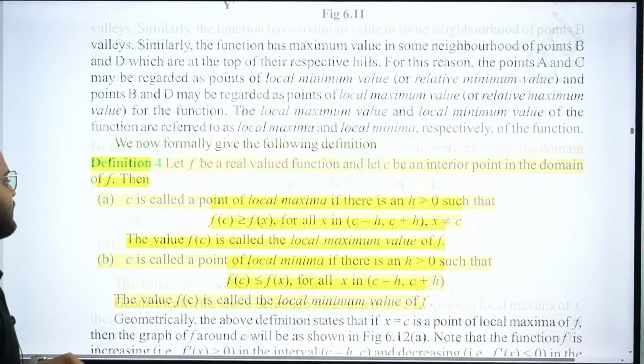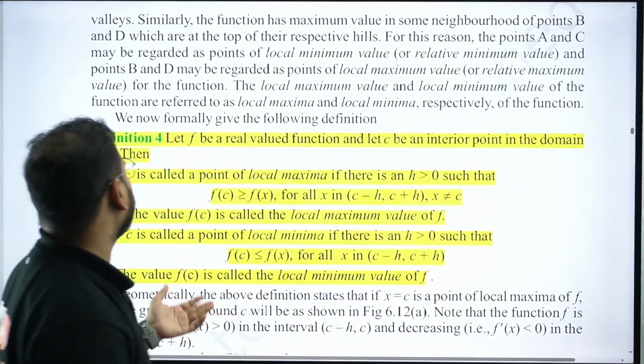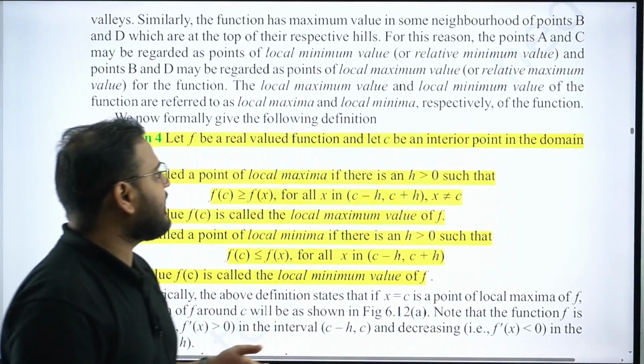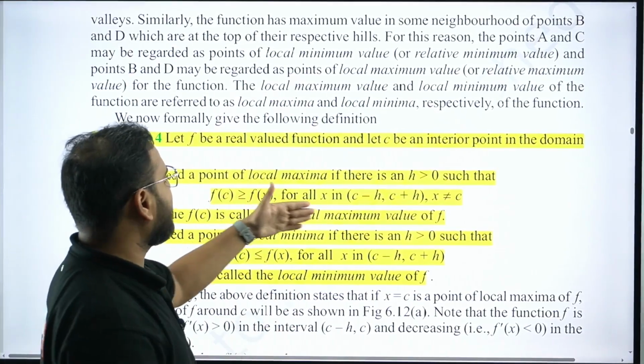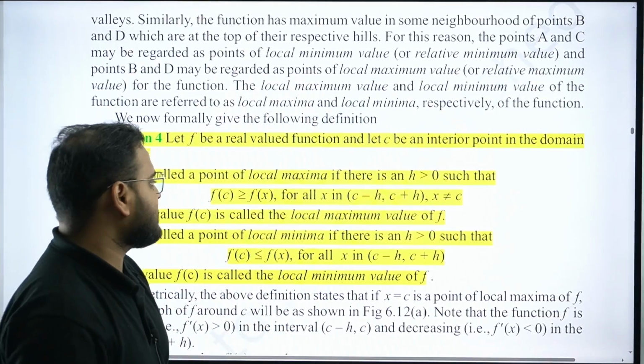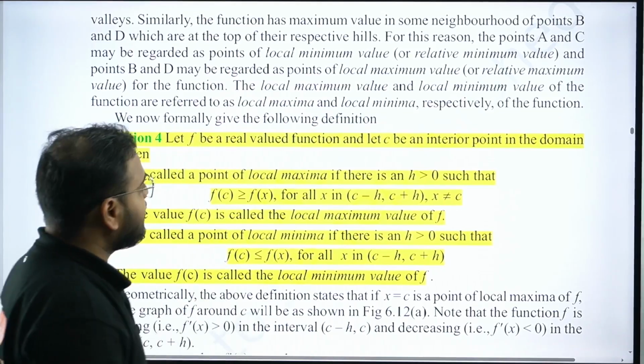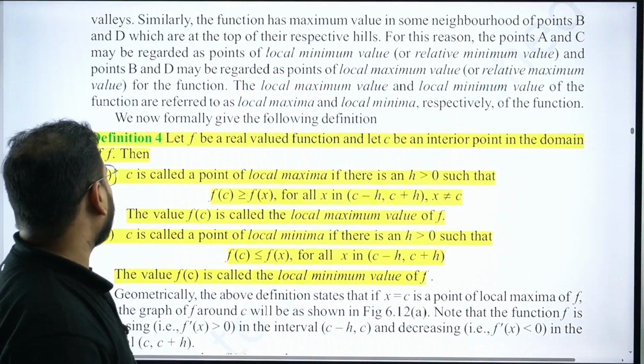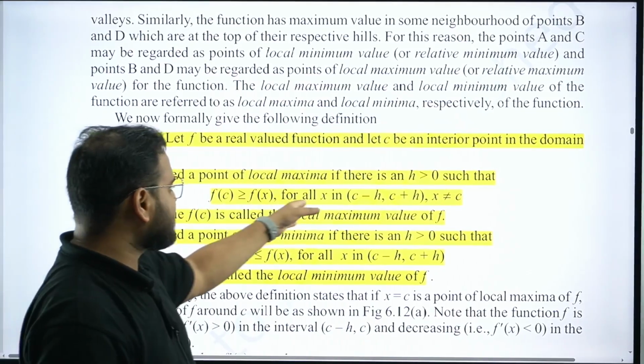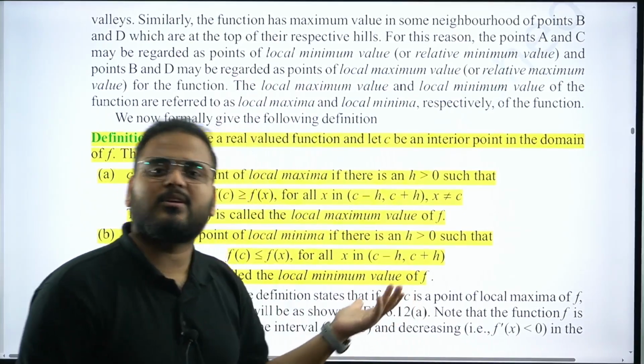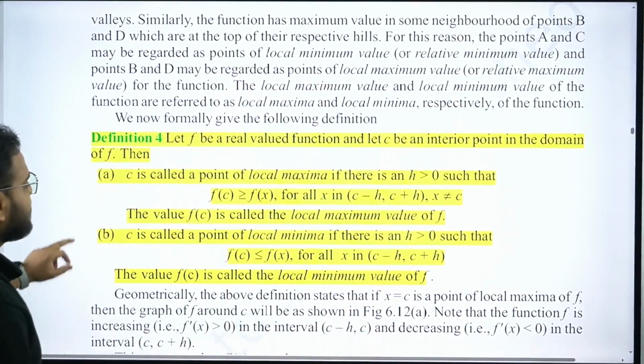So what else do we have? Definition number 4. Same thing is given over here. Let f be a real valued function and c be in the given interval, c minus h and c plus h, in the interior point of the domain of f, then c is called a point of local maxima. Correct. Same thing I explained in the graph. Not a problem.